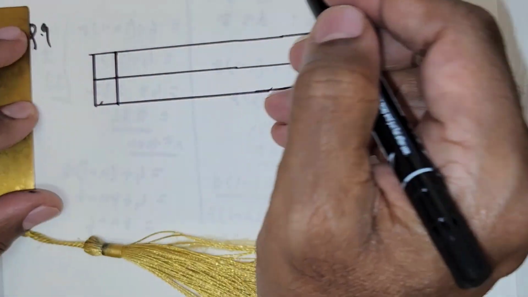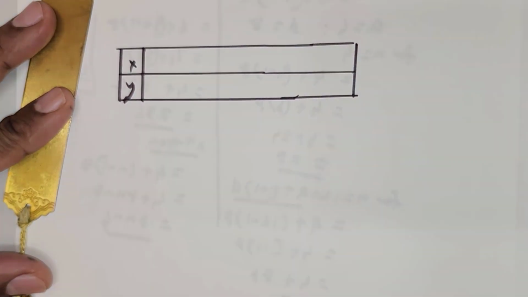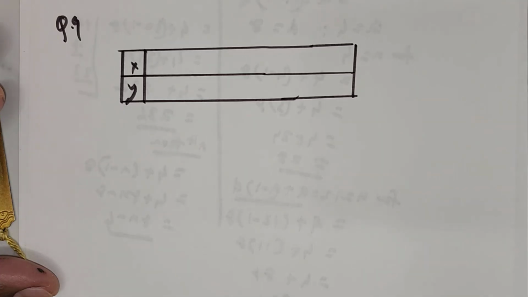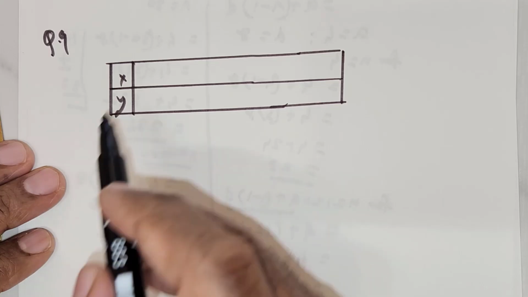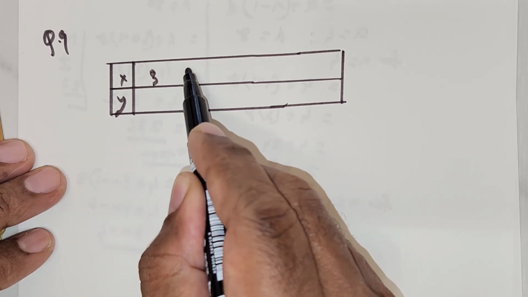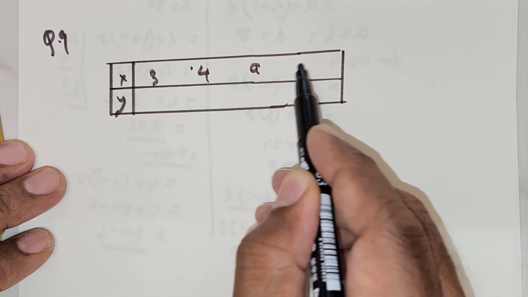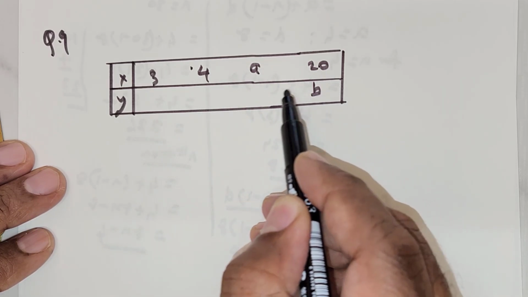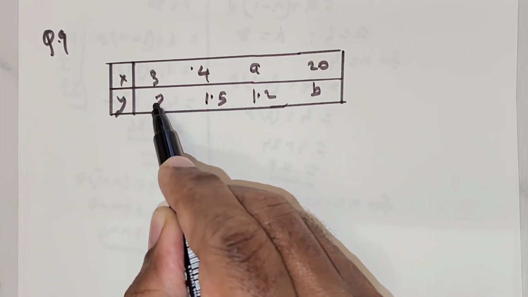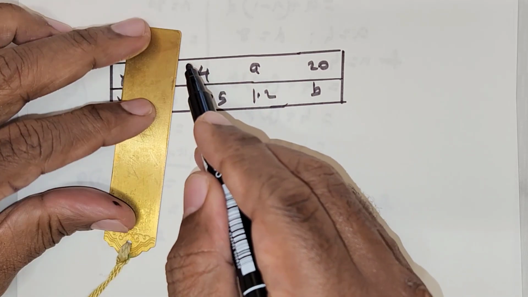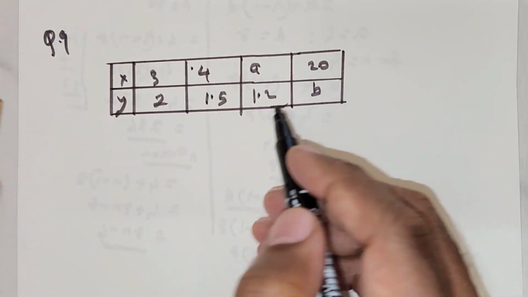So we are given x-axis, y-axis. And the points are 3, 4, a and 20, b, 1.2, 1.5 and 2. So this is the data that we have for x and y axis.